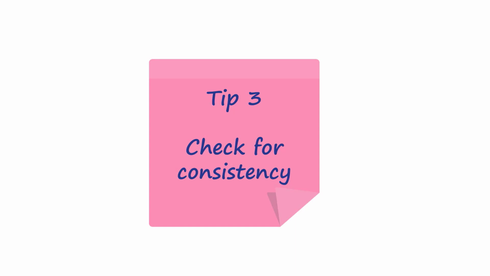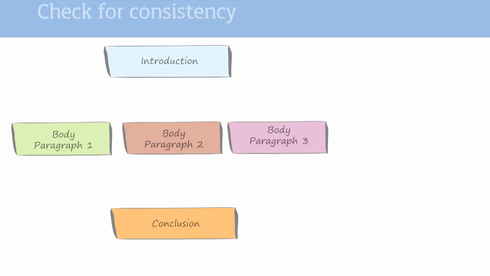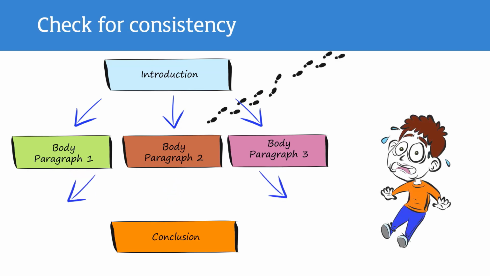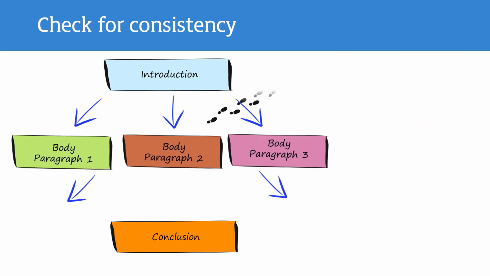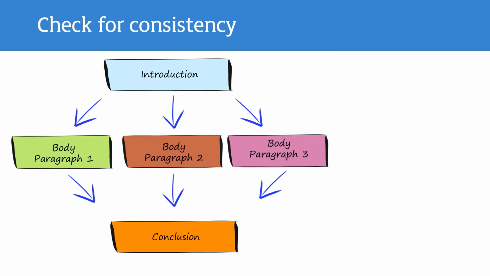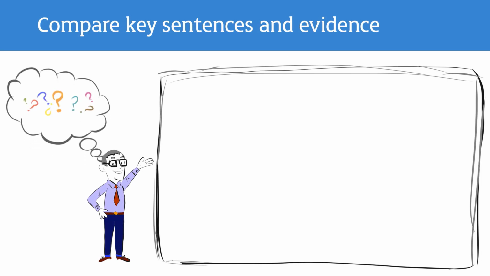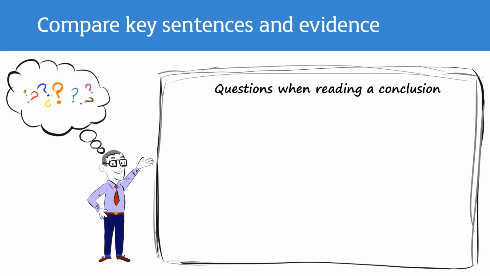Finally, remember to check for consistency. Ideally, your controlling argument from your thesis statement will flow from your introduction into your body paragraphs and then onto your conclusion. But in the course of writing an essay, it's easy to veer away from your original argument. To avoid any inconsistency, go back to your introduction and body paragraphs to ensure that you've delivered the essay you promised. A good way to do this is to read your conclusion and ask yourself the following questions.